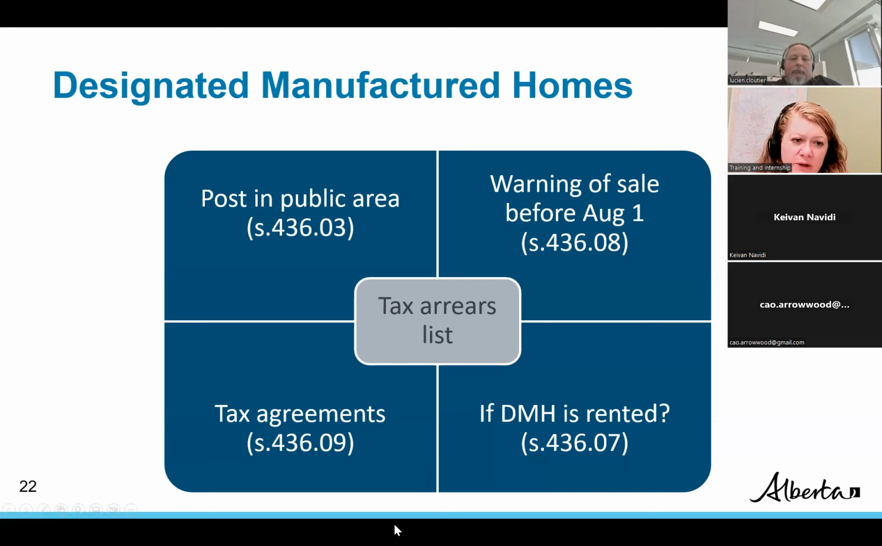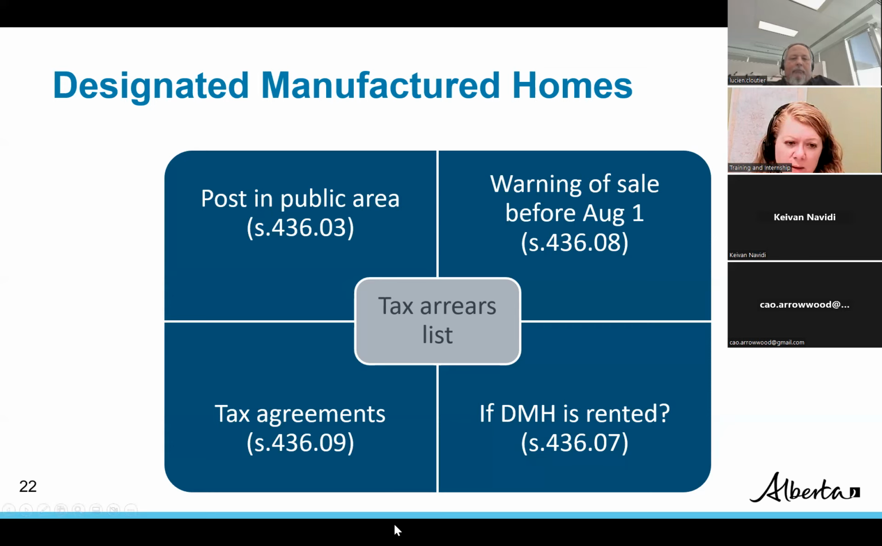Once the tax recovery lien is registered, the municipality must send a letter to notify the owner that a lien has been placed on the DMH, a letter to the park owner, and a letter to each person who has an interest registered against the DMH by August 1st. So you'll be required to conduct a search of the personal property registry in order to determine if there are any other parties that have a registered interest in that DMH.